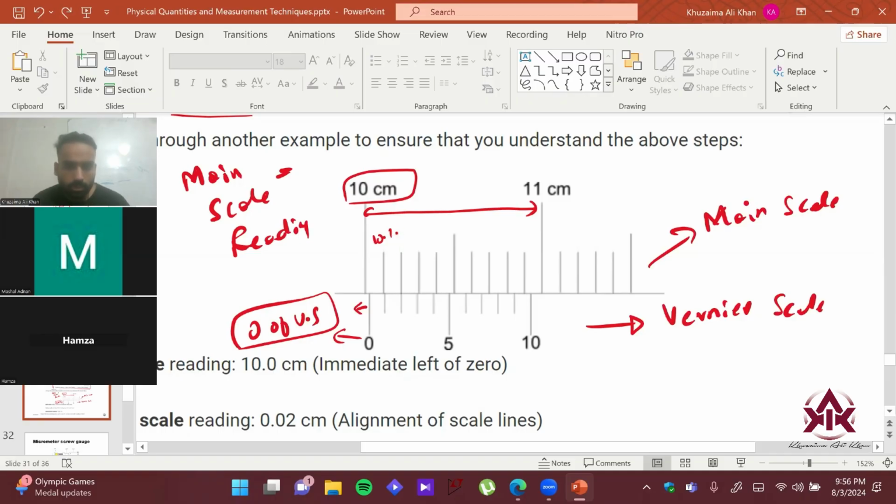ठीक है, यहाँ पे this is 10. This is 10.1. This is 10.2. This is 10.3. This is 10.5 and so on, right? So यहाँ पे you just directly see 10.0. So your main scale reading is currently what? 10.0 centimeter, right? So you want to have two readings. The main scale reading, the second one is vernier scale reading, right? And how do you decide your vernier scale reading?